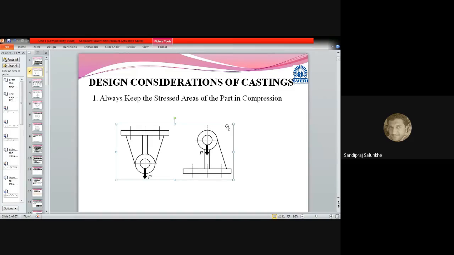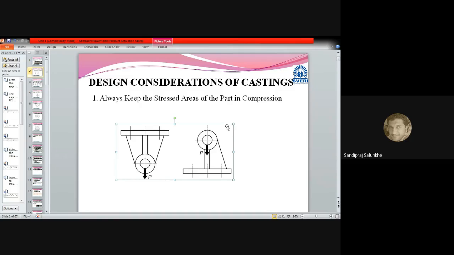Design considerations means what? Can anybody of you give me an answer? What do you mean by design considerations? You can text. Can you hear me?